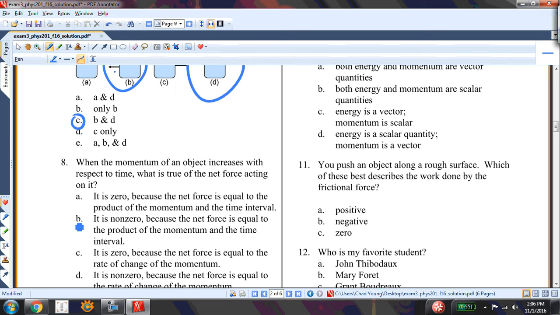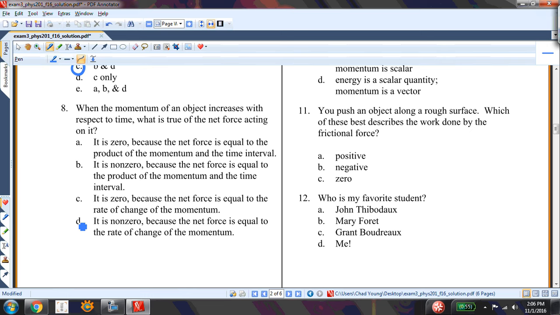When the momentum of an object increases with respect to time, what is true of the net force acting on it? Okay, so F is equal to delta P over delta T. And what this is saying is that the momentum of the object increases with respect to time. So that means that this value is bigger than 0. The change in P with respect to T is getting bigger. So that means that F is also bigger than 0.